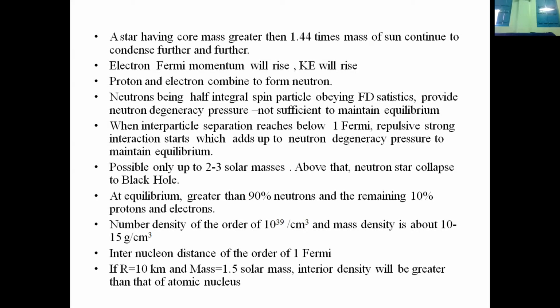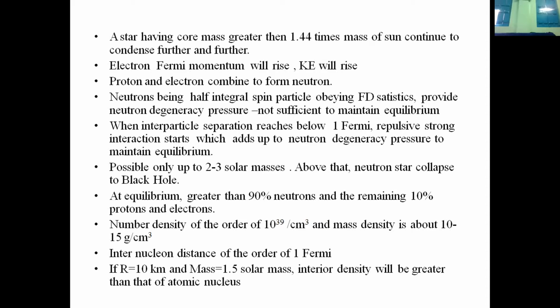But here, one other thing plays a part. When the density increases, the particles come closer and closer, and the interparticle separation may reach below 1 Fermi. Here, the repulsive strong interaction starts, which adds up to the neutron degeneracy pressure to maintain the equilibrium. So, the neutron degeneracy pressure, together with this repulsive strong interaction, provides the necessary support to maintain the equilibrium. But this is possible only up to 2 to 3 solar masses. When the mass exceeds this limit, the neutron star may collapse into a black hole.